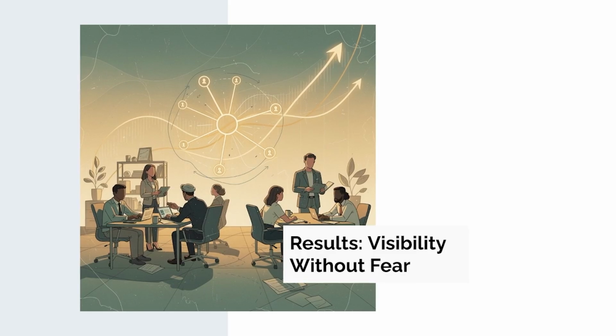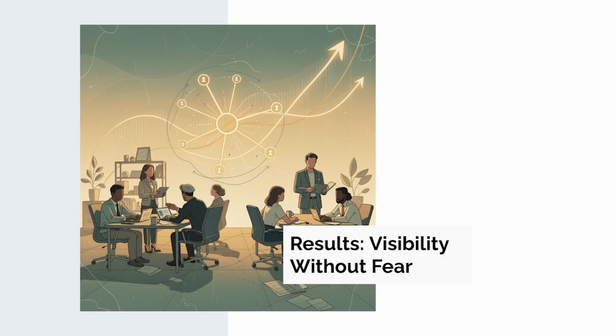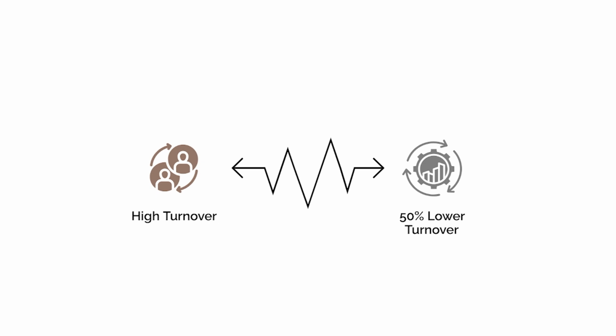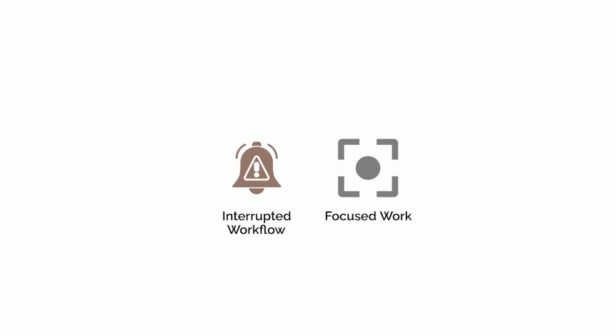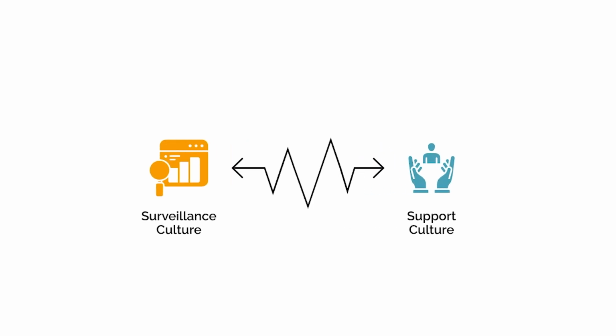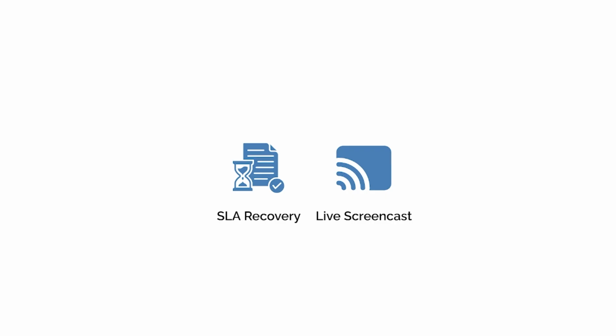When you roll out visibility the right way, the results show up across every part of your business. Transparent monitoring can cut employee turnover by up to 50%. Trust stays intact when people know exactly what's being tracked, and 35% to 40% of remote workers are actually more productive when they're not constantly interrupted by check-ins. High performers don't tolerate surveillance, but they thrive in a culture of support. And that's exactly what this approach builds.